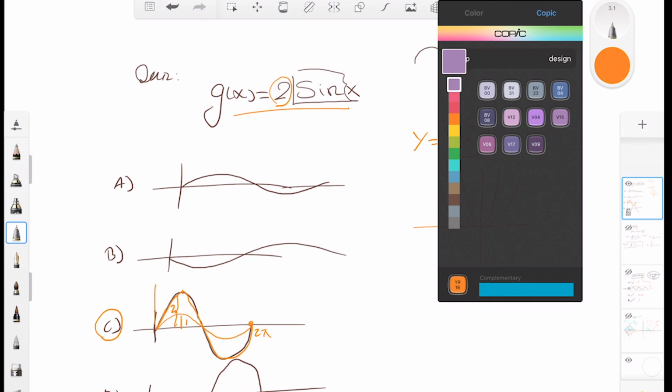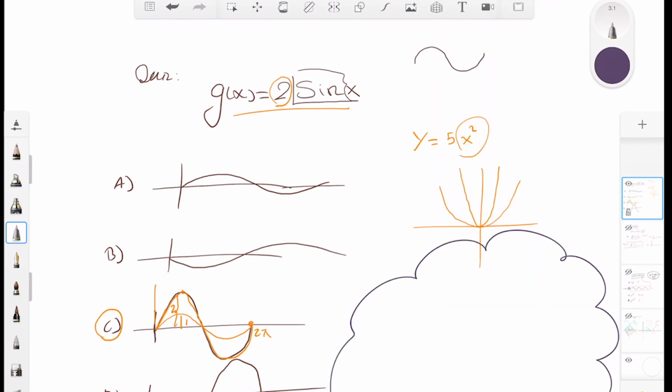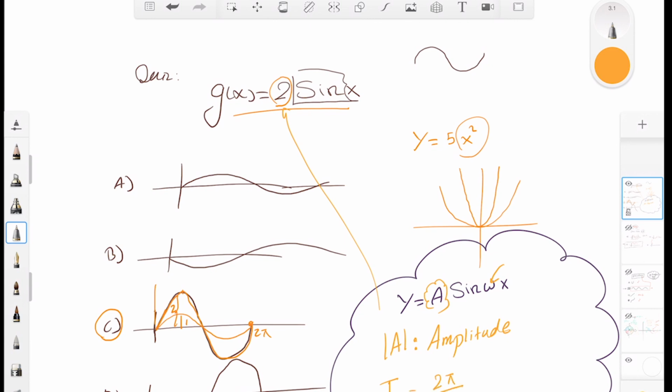To conclude this video, we will have some cheat notes. For any function like y equal to a sine of omega x, you can see a and omega here. The absolute value of a represents the amplitude. In this case, the amplitude is 2, and it has to be positive. The period of the graph will be 2 pi over omega, or whatever the coefficient of x. All right, so this is enough for sine of x. In the next video, I will go over cosine of x.